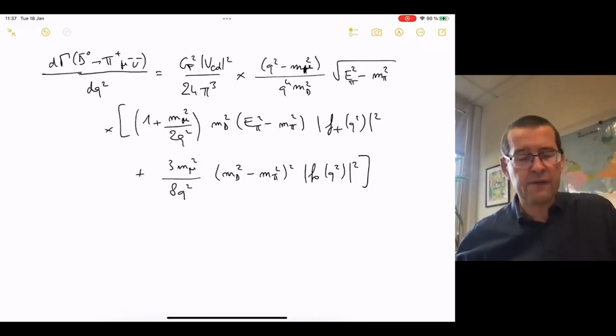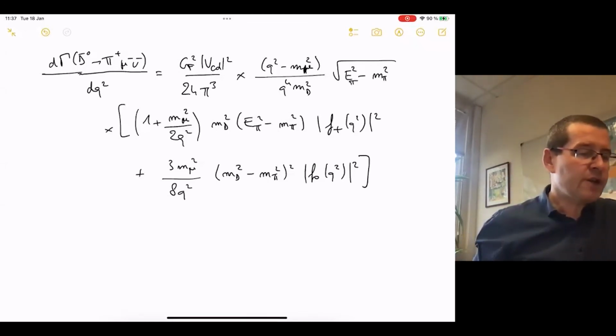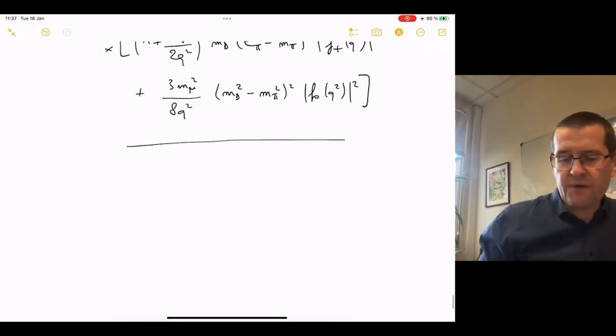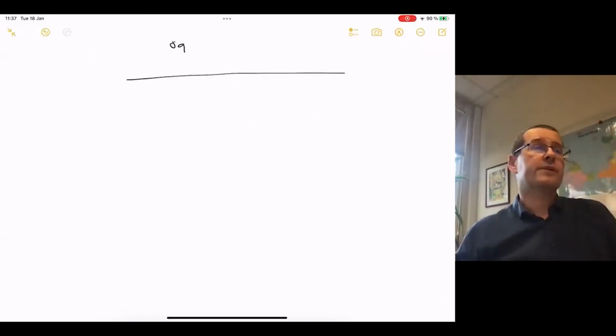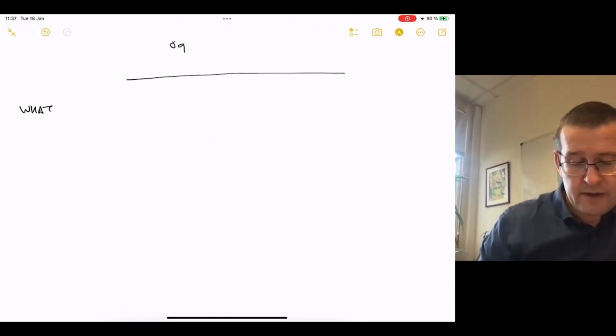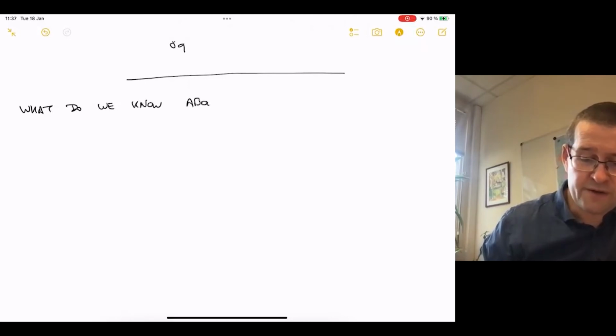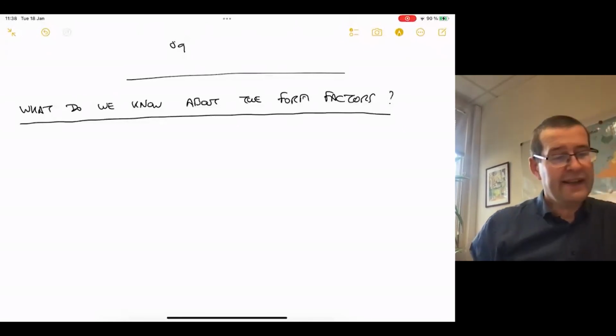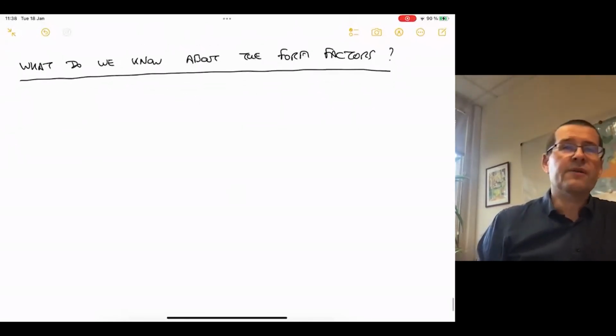I show the decay rates, but you can also think of the geometry, build angular observables. I'll come back later to that. But since those form factors are quite important objects, what do we know about these form factors? Well, not as much as we would like, probably, at least from general principles.